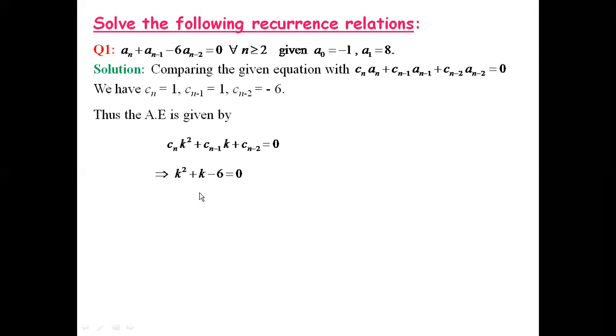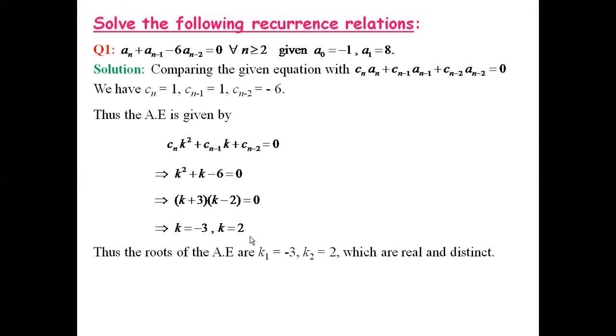Solving the second order equation using the calculator, we can directly obtain k value is -3 and k value is 2. So the two roots that we have obtained are k1 and k2, which are respectively -3 and 2. These are real and distinct roots. They are different roots and they are real roots.